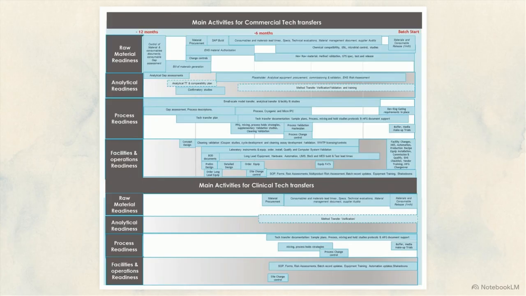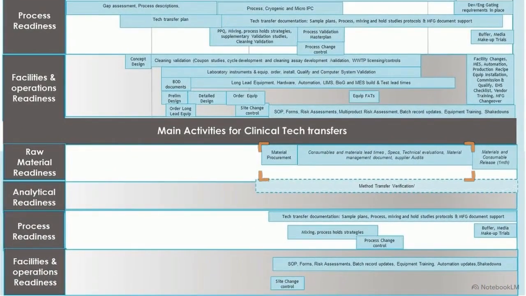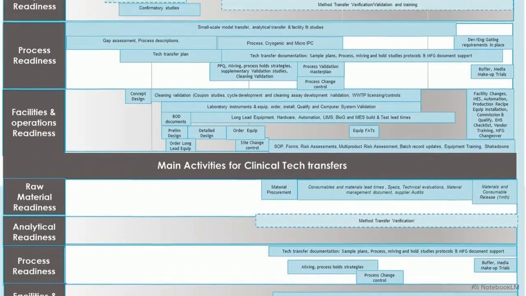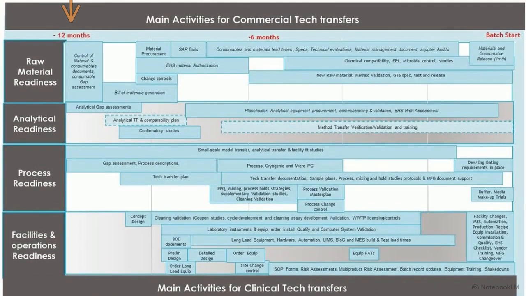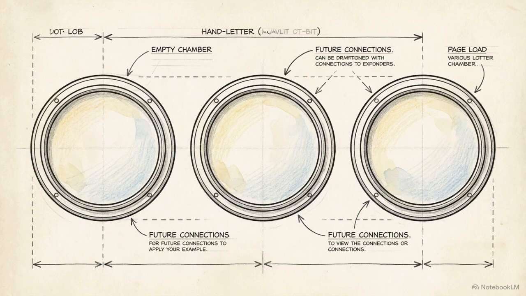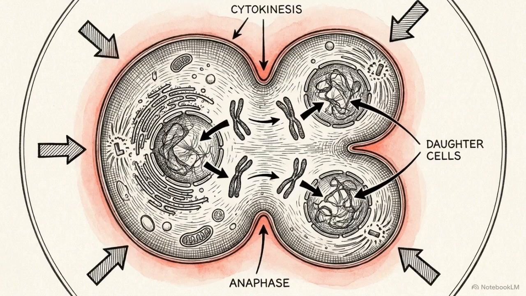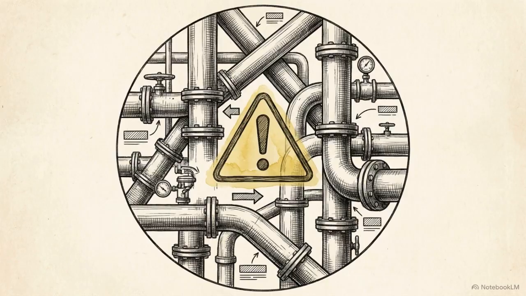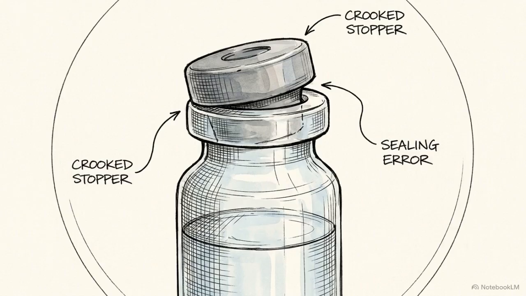This Gantt chart compares commercial tech transfer timelines on top against clinical transfers on the bottom. Clinical transfers, using disposable platforms, finish in under 3 months. Commercial transfers scale into fixed steel, demanding rigorous material sourcing, automation updates, and validation, stretching well beyond 12 months. To understand exactly what consumes that year of preparation, we are going to look at 3 diagnostic case studies: an upstream cell culture failure, a downstream routing conflict, and a drug product mechanical mismatch.